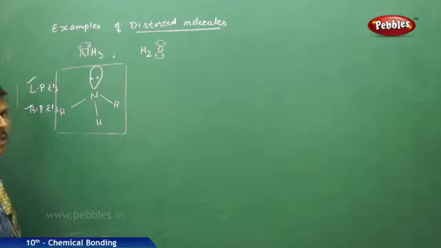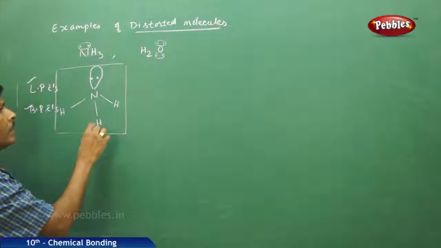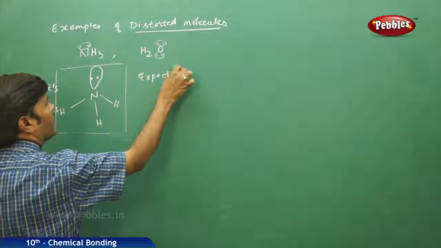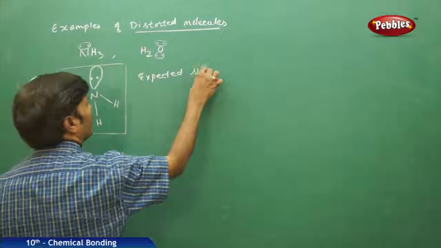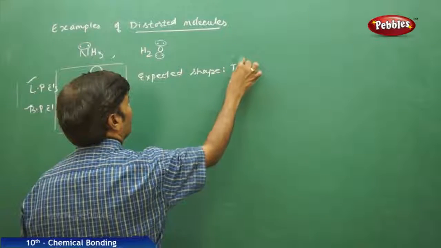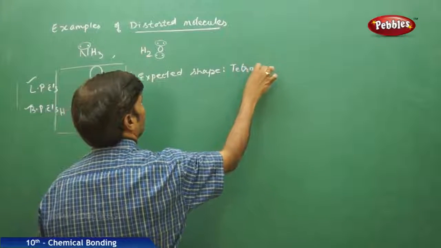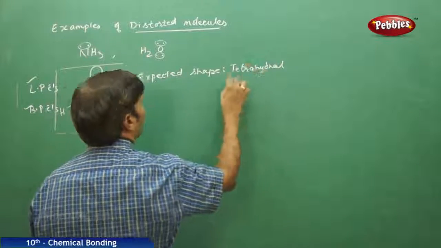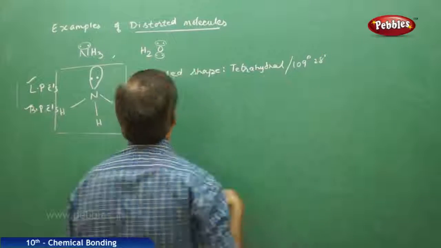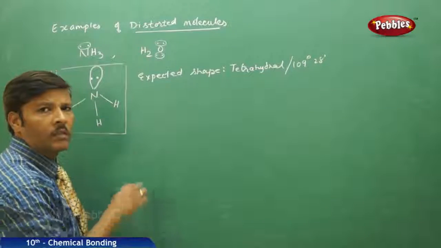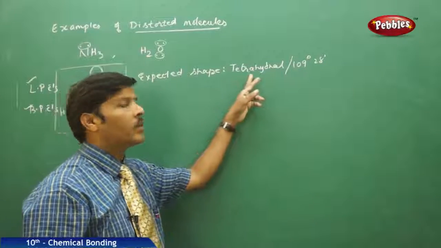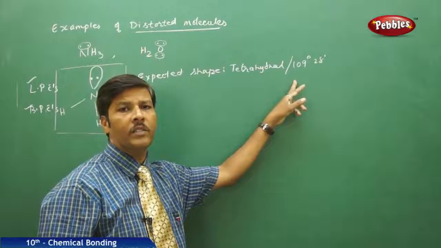actually the expected shape of the ammonia molecule is tetrahedral. If it is tetrahedral, its bond angle should be 109 degrees 28 minutes. If you don't consider VSEPR theory for this ammonia molecule, then the expected shape is tetrahedral and the bond angle is 109 degrees 28 minutes.